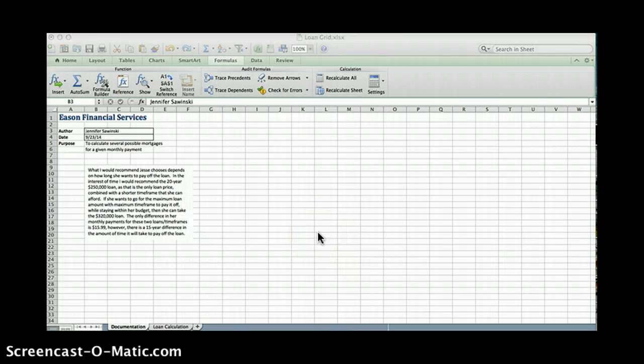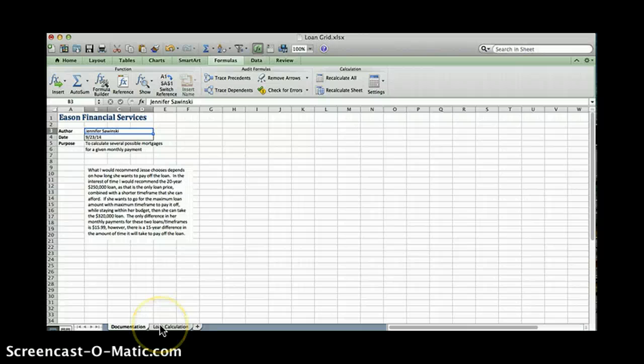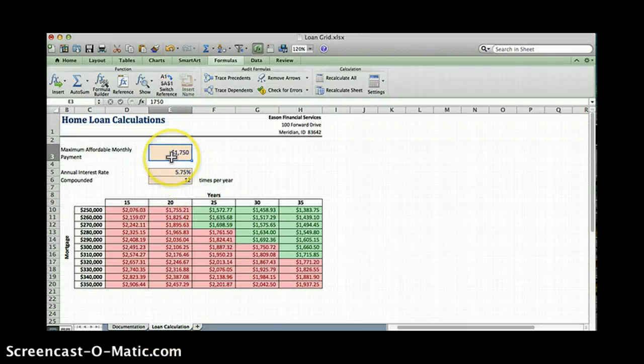After renaming and saving our file, I identified the author, me, and the date the file was written on the documentation sheet, seen here. Once this was done, I went to the loan calculation sheet and entered a monthly payment of $1,750, an annual interest rate of 5.75%, and the number of annual payments, which is 12 times a year.